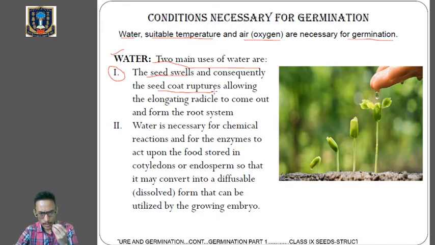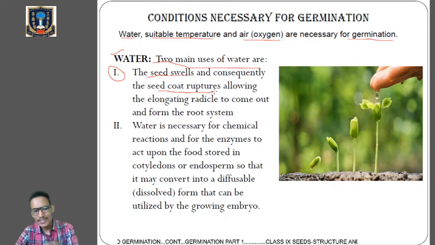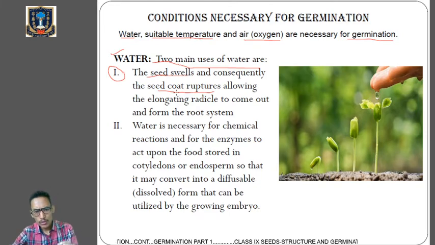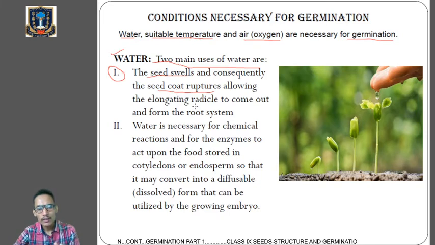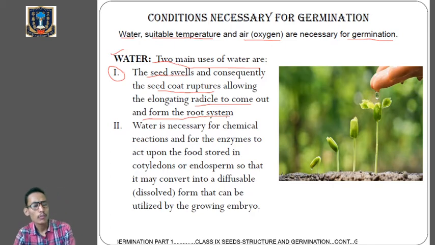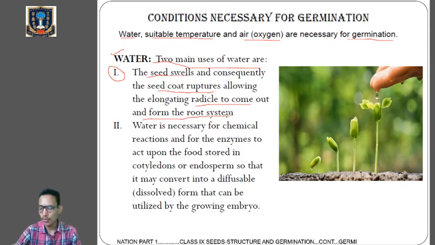So the micropyle will help in the absorption of water, and this water absorbed by the seeds will lead to the swelling of the seeds and rupturing of the seed coat. Whenever the seed coat ruptures, the radicle comes out, and it forms the root system. So the radicle will come out, and that radicle will lead to the formation of the future root system. Number one, use of water.